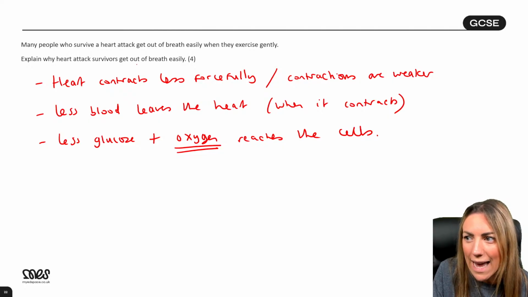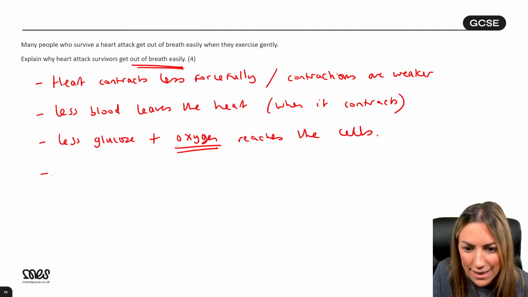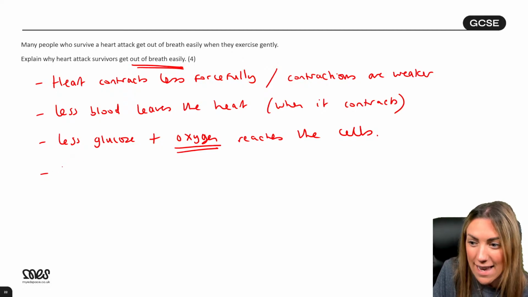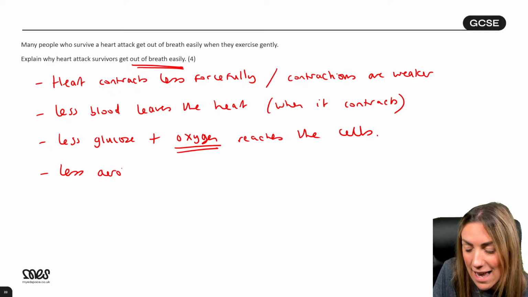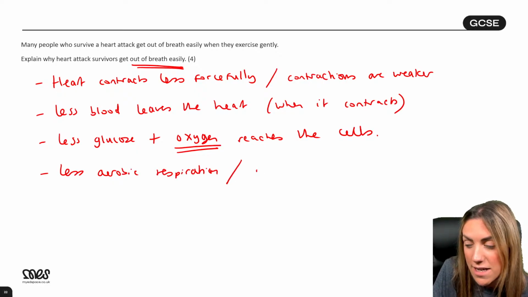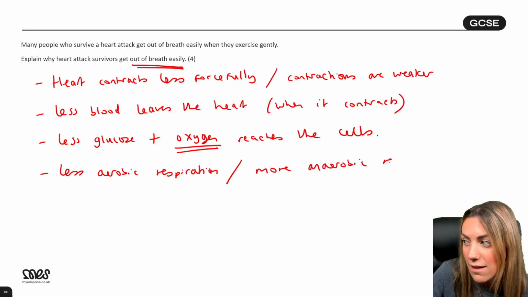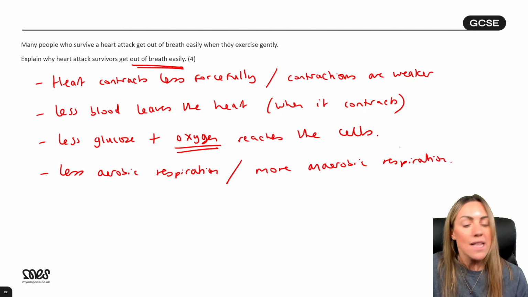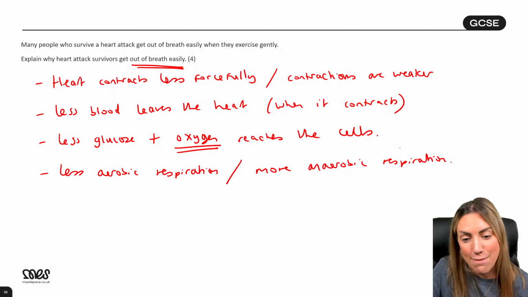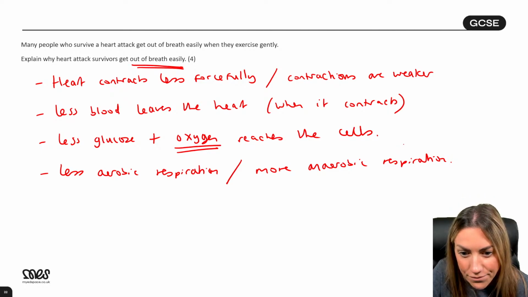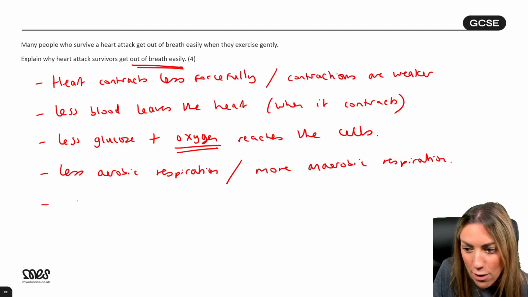So why are we getting out of breath easily? You could say less aerobic respiration. You could even say, as an alternative, that your cells might have to do more anaerobic respiration, because if they're not getting as much oxygen, they can't do as much aerobic. They may switch to anaerobic. So why are they getting out of breath?